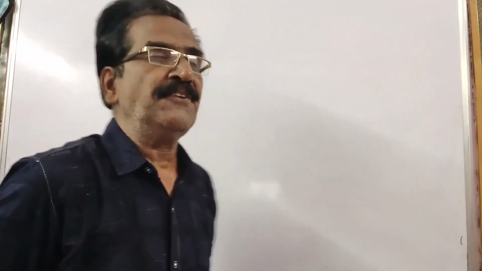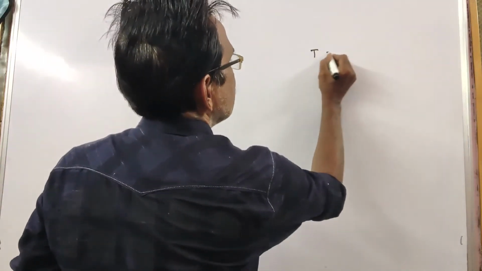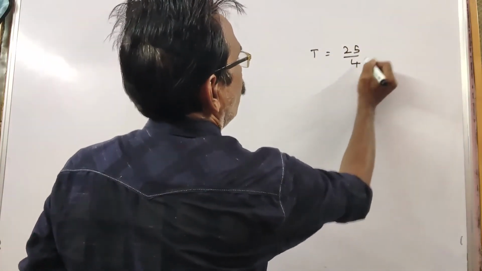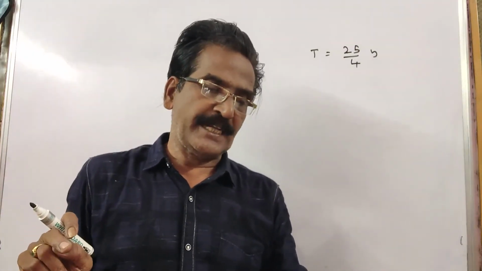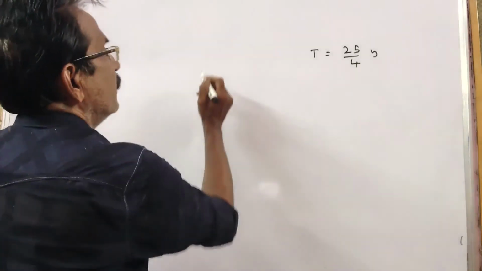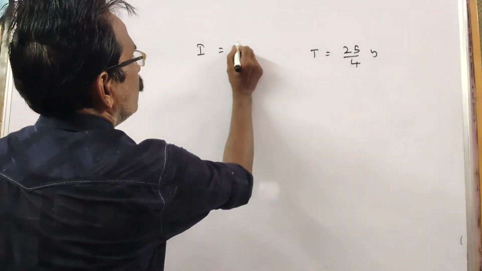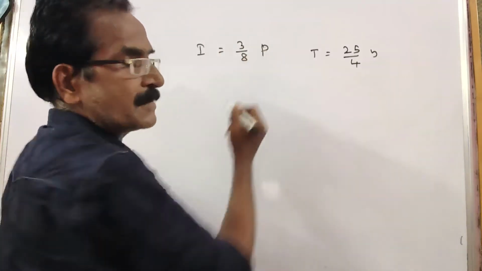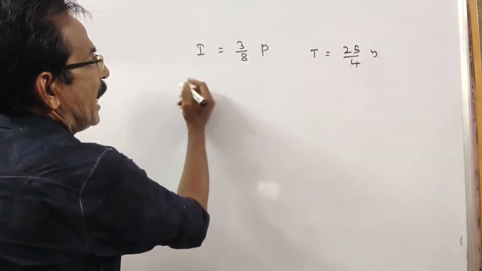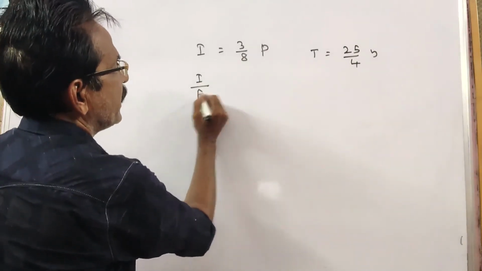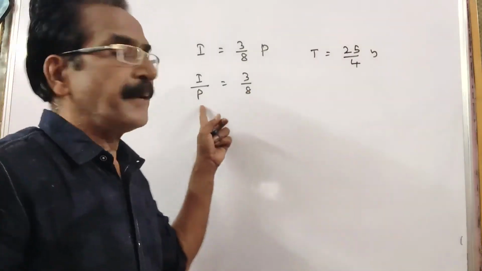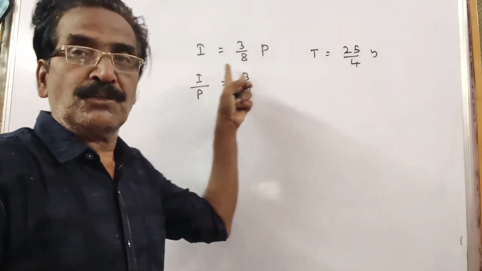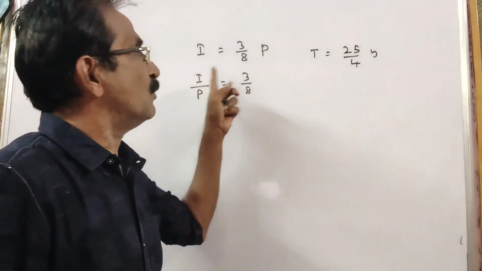On a certain sum, the simple interest at the end of 25 by 4 years, T is equal to 25 by 4 years, becomes 3 by 8 of the sum. So interest is equal to 3 by 8 of the sum. Sum means principal. So I by P is equal to 3 by 8, which means if P is equal to 8, I is equal to 3.